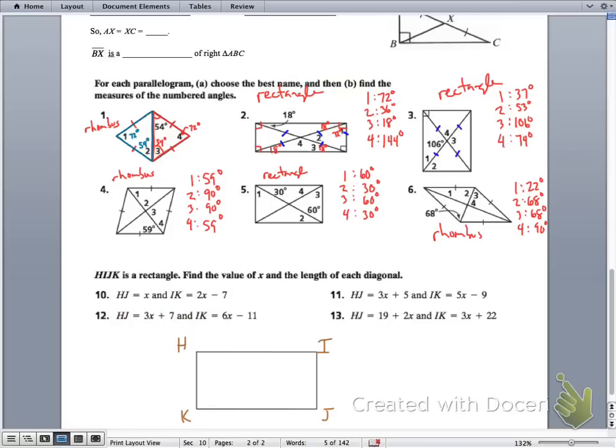Draw the rectangle. Okay? And this question is about the diagonals of a rectangle. So what's true about HJ and KI, or IK? They're congruent because it's a rectangle. So all you got to do with all of these here is set those congruent, solve for X. Go ahead and give that a shot. Pause the video if you didn't. Okay. These are the answers.